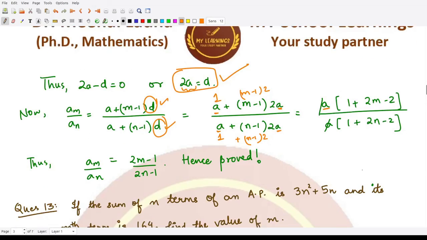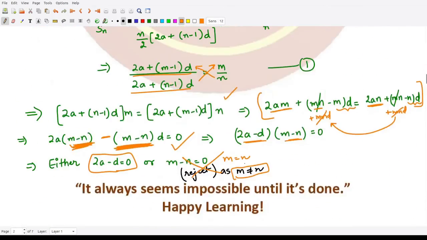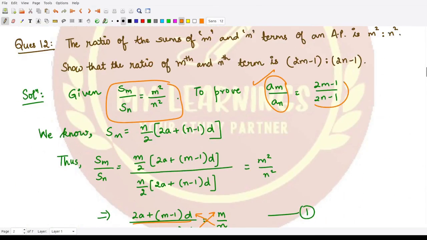So we can further simplify the terms. It would be 2m, 1 minus 2 is minus 1, so 2m minus 1, and 2n, 1 minus 2 is again minus 1, so 2n minus 1. And actually this is what we wanted to prove in this question. So I hope you understood the proof of this question well.